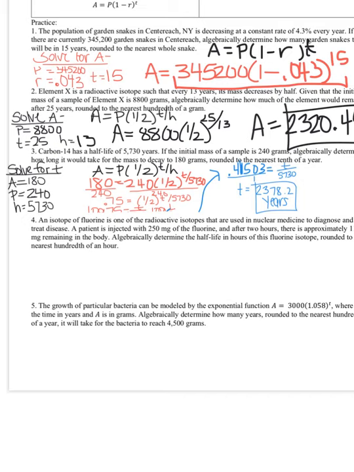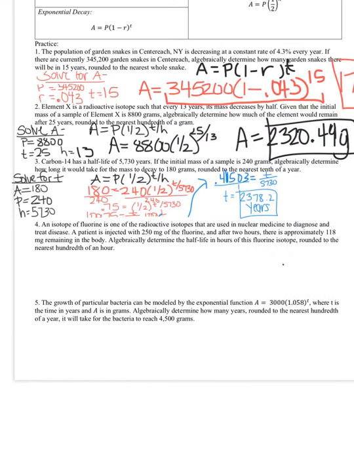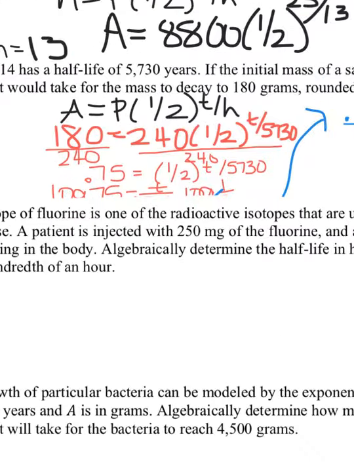All right, next. An isotope of fluorine is one of the radioactive isotopes that are used in nuclear medicine to diagnose and treat disease. A patient is injected with 250. After 2 hours, there's 118. Algebraically determine the half-life. So again, we're talking about half-life, so I write down the half-life formula.